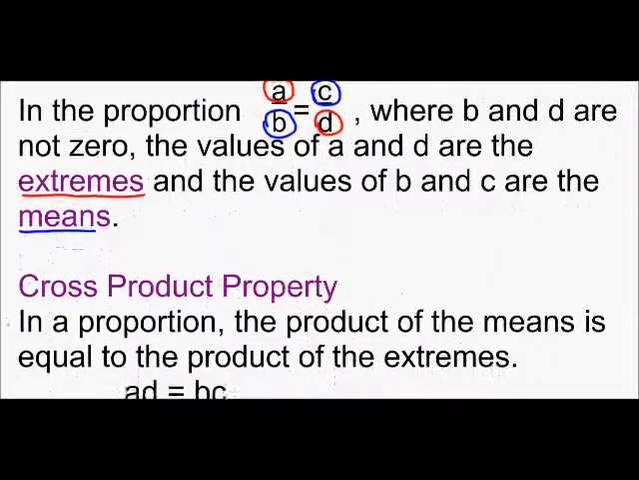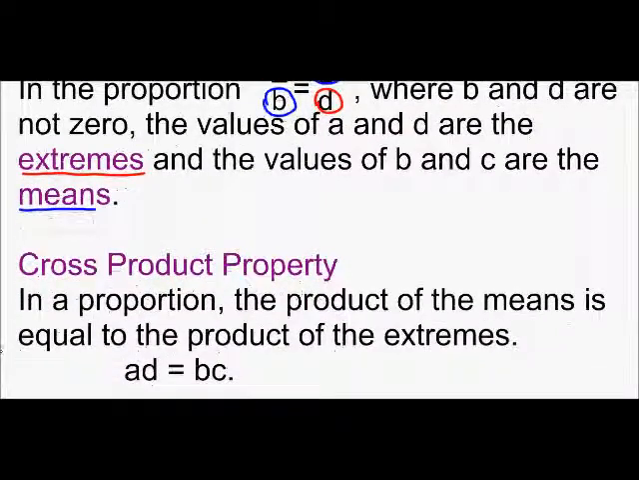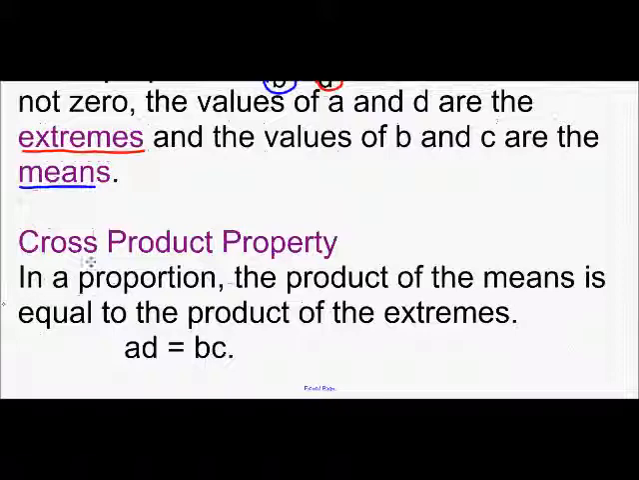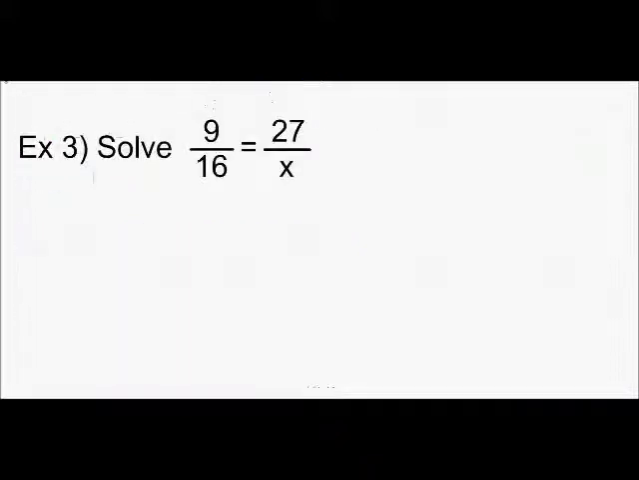The cross product property, you've used before, even if you don't know what it's called, says that in a proportion, the product of the means is equal to the product of the extremes. So A times D equals B times C. Looking at this, A, D, B, C, that's just cross multiplication. So the cross product property, remember product means multiplication. This is talking about cross multiplication.